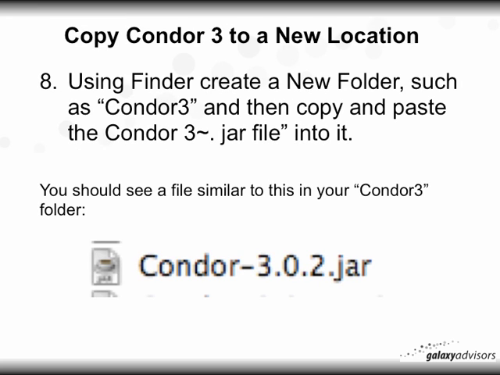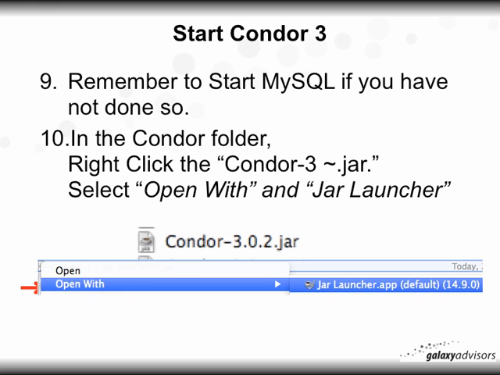Then in step 8, using Finder, create a new folder such as Condor 3 and then copy and paste the Condor 3 jar file into it. You should see, again, a file similar to this in your Condor 3 folder. In step 9, remember to start MySQL if you have not done so, or just want to make sure that it is running, because it has to be running in order for Condor to start.